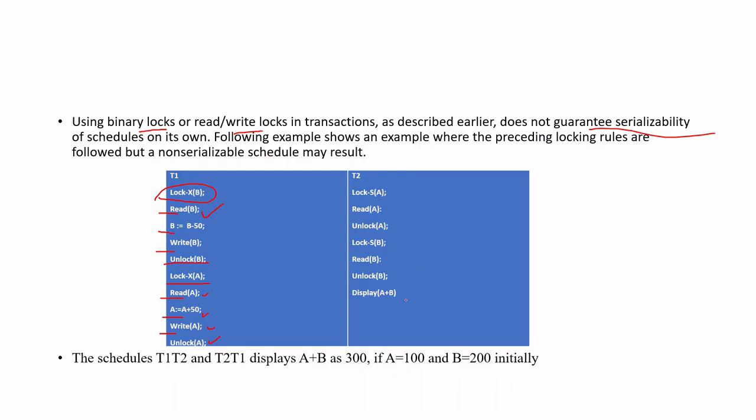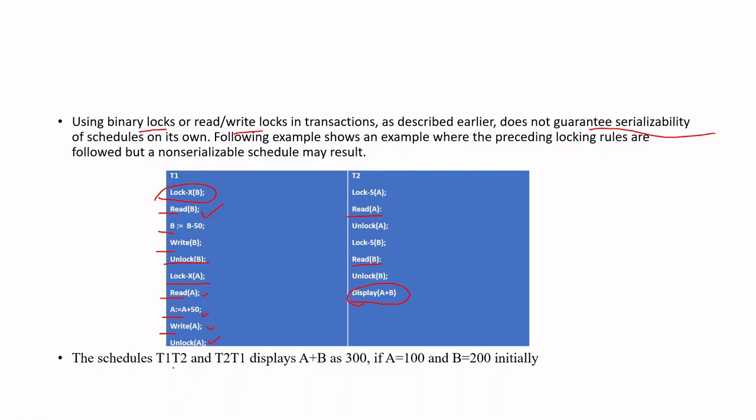Okay, so this is another transaction. What happens here is you are reading the variable A, and you are also reading variable B, and you're displaying A plus B. So this is basically what happens in these two transactions.